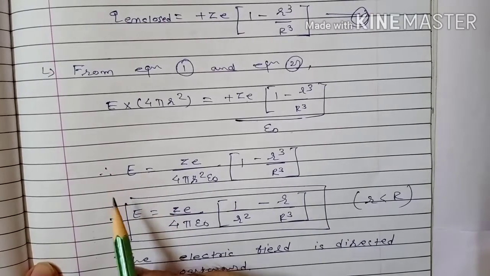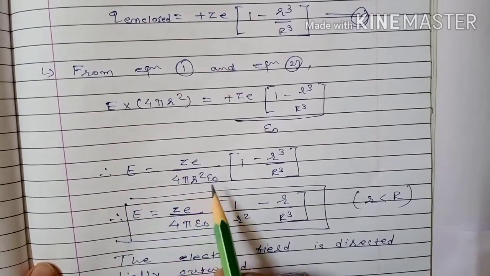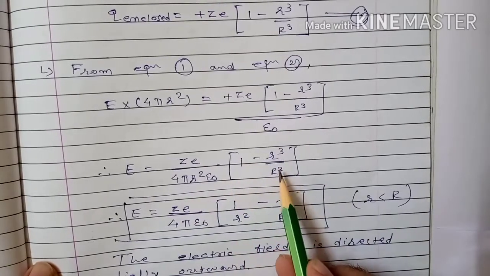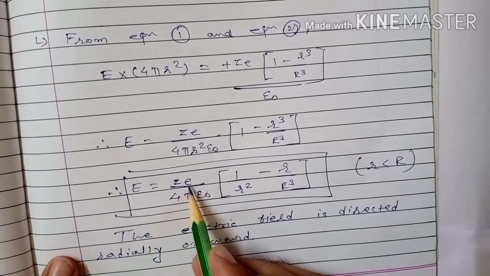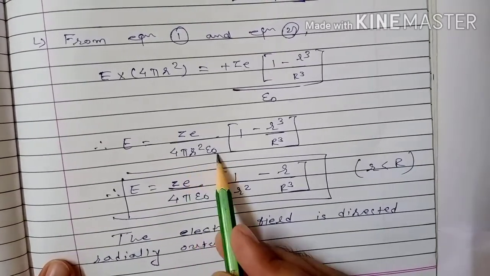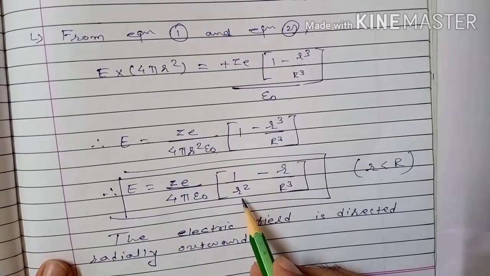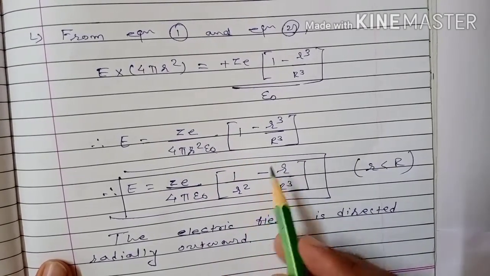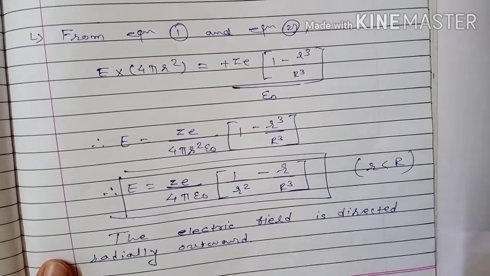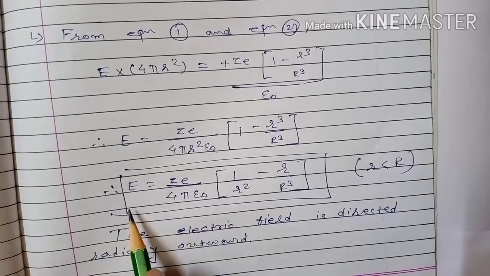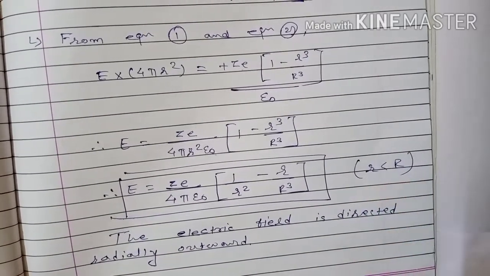If we make E the subject, then electric field E is equal to Ze upon 4 pi r square epsilon naught into 1 minus r cube upon capital R cube. Therefore, electric field E is equal to Ze upon 4 pi epsilon naught, as it is. If we take r square inside the bracket, then 1 upon r square minus r square will get cancelled. What will remain? r upon capital R cube. This is the electric field inside the atom when small r is less than capital R.